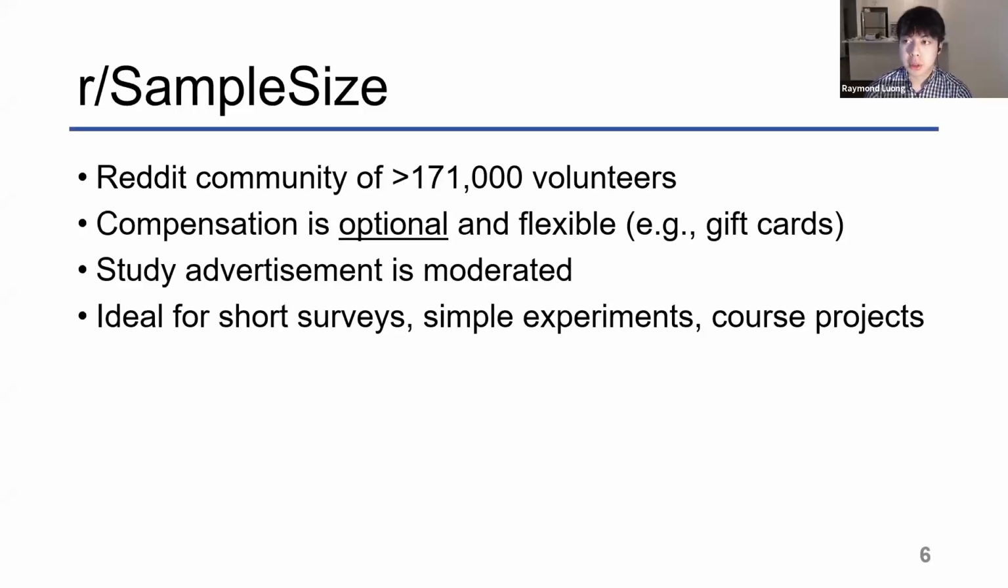Here, there is no formal compensation structure. It's literally just links. And so compensation here is optional and it can be flexible. So if you want to offer, for example, gift cards through a raffle or something, that's very typical. That's possible here. One of the key qualities of sample size, like many other Reddit communities, is that it's moderated. So it's not just people spamming links continuously, or you have no idea whether these links are even active or not. There's an active moderation team that makes sure that everyone has an equal opportunity to post their studies on sample size. And in my experience, it seems like an ideal kind of platform if you have any short surveys, simple experiments, or what I use it for, my class projects or course projects to collect data.